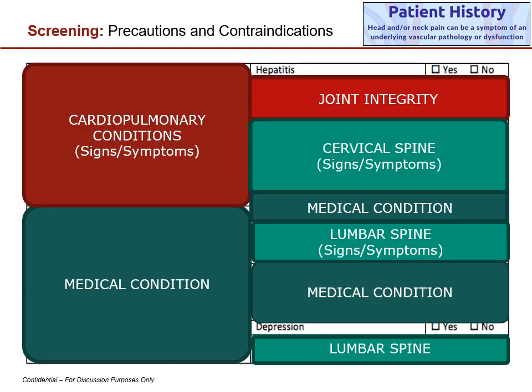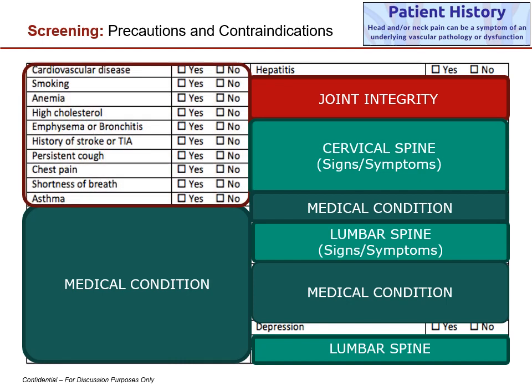Okay, so with the overlay here, I've attempted to organize this sheet so very quickly you can look at it and get a sense as to what indications or precautions this patient may have based upon their answering of yes and no. So you have cardiopulmonary conditions in the upper left-hand corner. And some of these that would be consideration for our discussion would be cardiovascular disease, smoking, high cholesterol, history of stroke or TIA, chest pain, and or even shortness of breath.